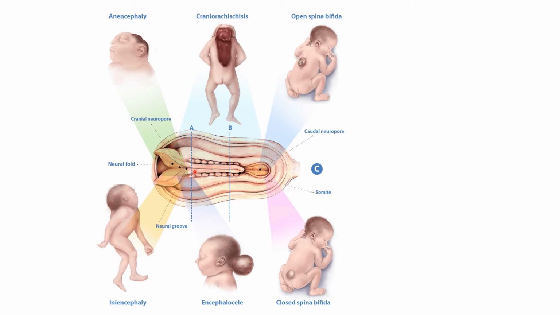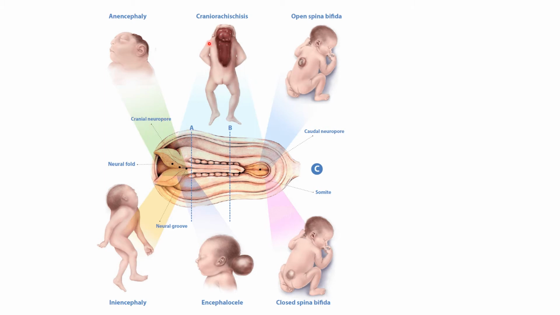The failure of the fusion of the neural folds leads to the following anomalies. They can be open type neural tube defects, which are anencephaly. You can just observe the area which is defective here leading to anencephaly. This marking is important, just observe that.